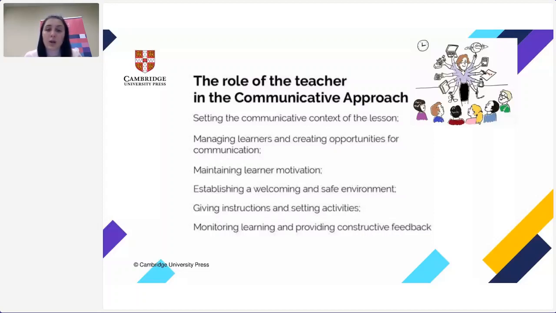Establishing a welcoming and safe environment. Yeah, I've just told you that we sometimes cannot speak, not because we don't have enough skill development, but also because there is a psychological barrier inside of us. So we shouldn't create an atmosphere that bothers our students to speak.